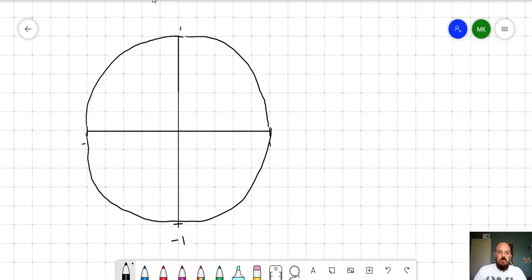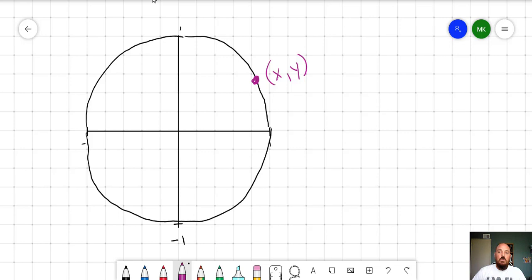Now what I'm going to do is pick a point somewhere on the unit circle. And that's going to be my generic point that stands for any point on the circle. And I'm going to call it x, y. Because it is generic, it can be any point on the circle.